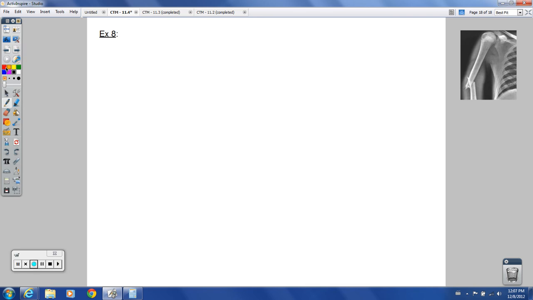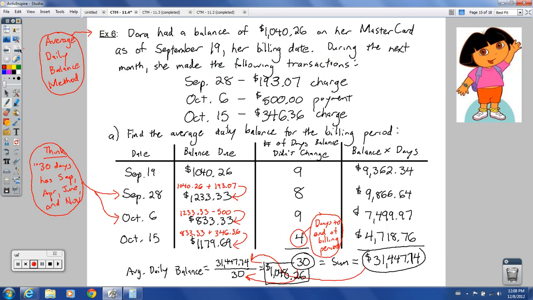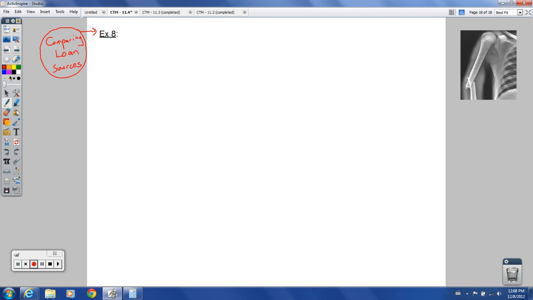Alright, we are to our last example. Example 8. Lots of new information in this lesson. Yeah, we put a lot of stuff in here, but it all deals with the same stuff, so it makes sense that they put it all in this lesson. Comparing loan sources. This is a tactic you should use later on in life, or right now if you are at that point in life where you're ready to take out a loan for something. So comparing loan sources, and compare the two and see which one's the better deal.